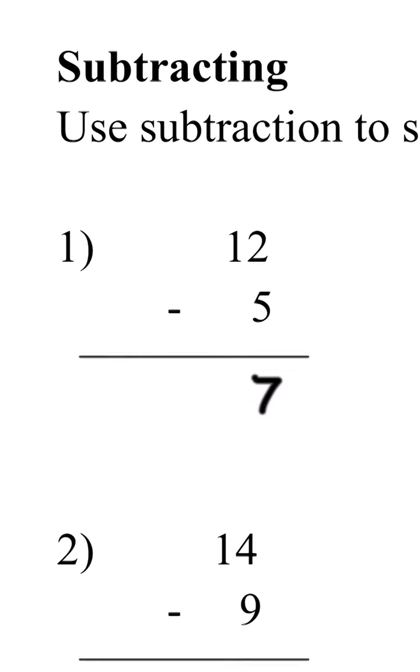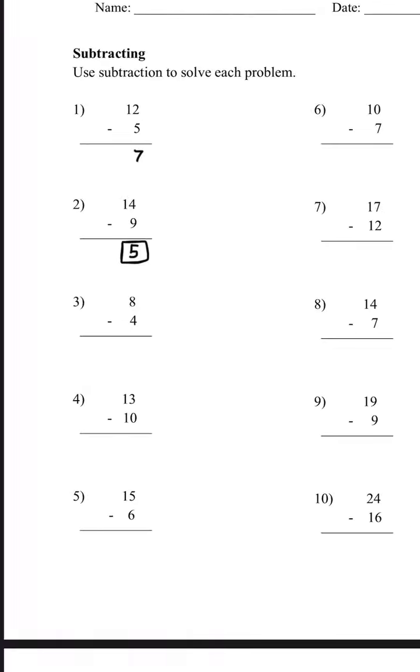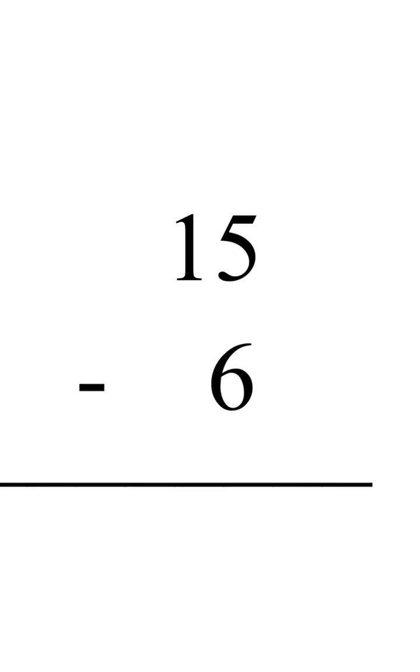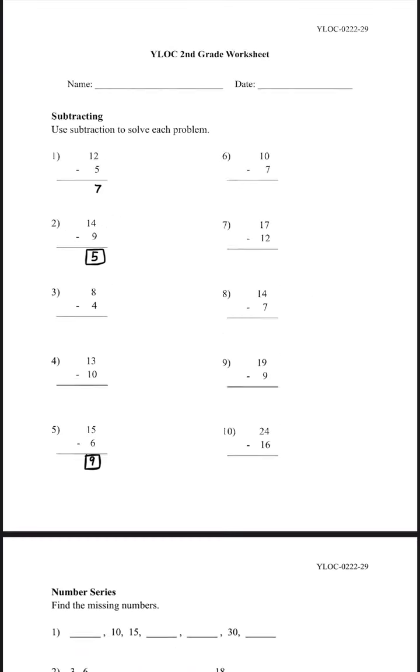Let's look at number 2. We need to subtract 9 from 14, which becomes 5. And 5 is the answer for number 2. Let's look at number 5. For this one, we need to subtract 6 from 15, and 15 minus 6 is 9, so 9 is the answer for number 5. Let's move on to number 8.